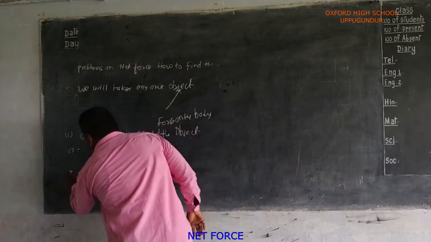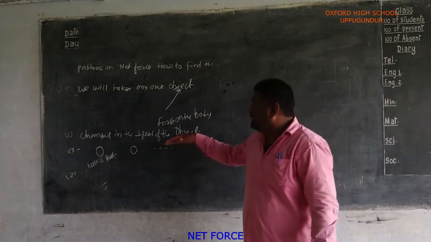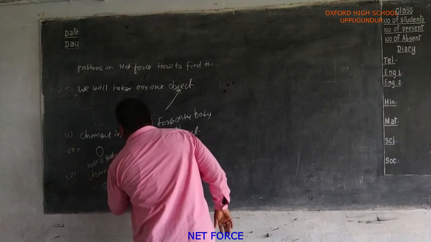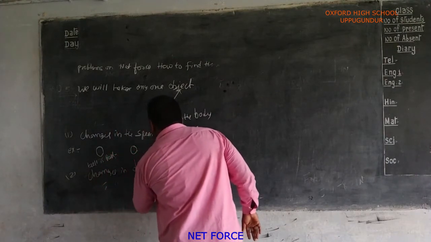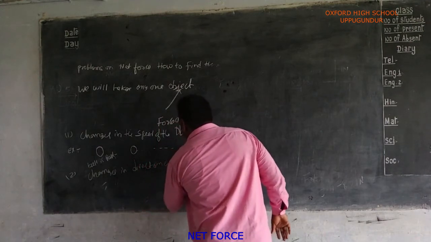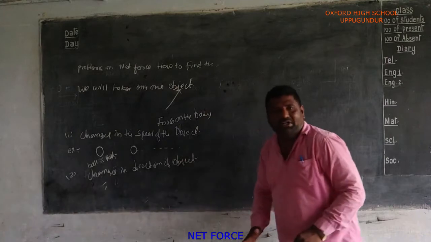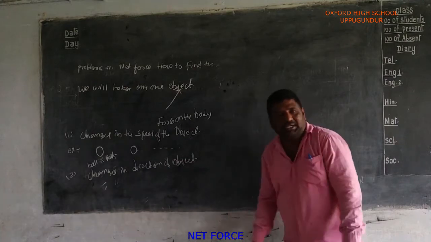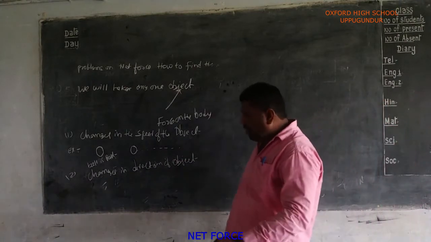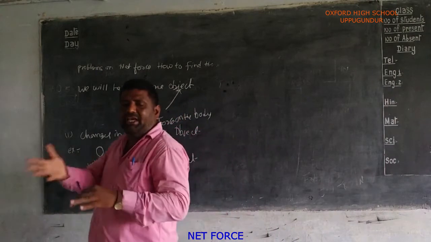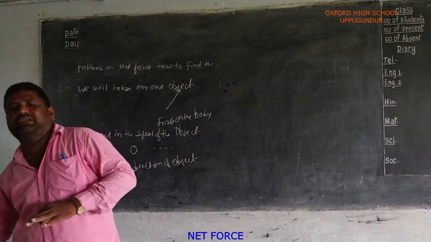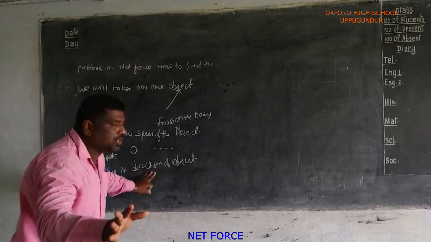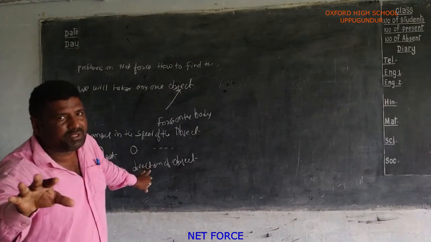Next, second one: changes in the direction of the object. We will take a football. This football is kept on the floor. A boy comes and kicks the football, so the ball goes in any direction: south, north, east, or west. These are examples of a change in the direction of the object.